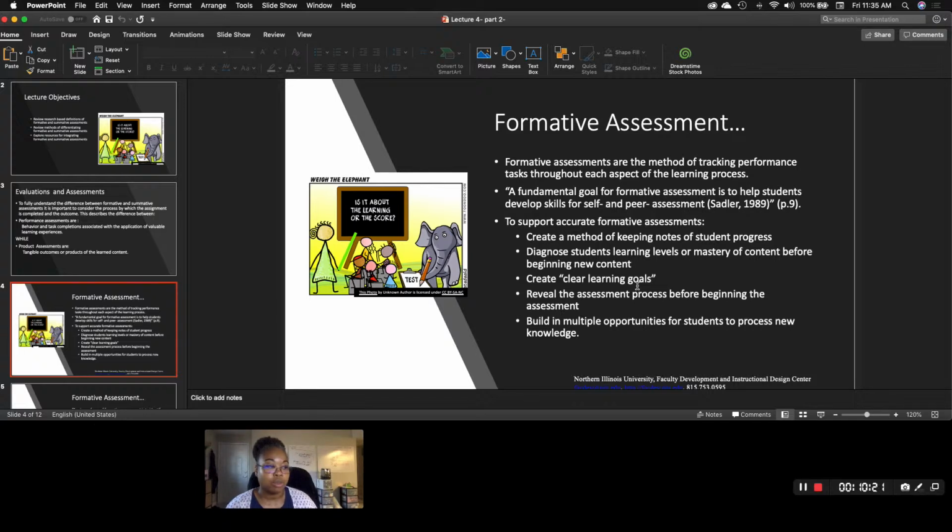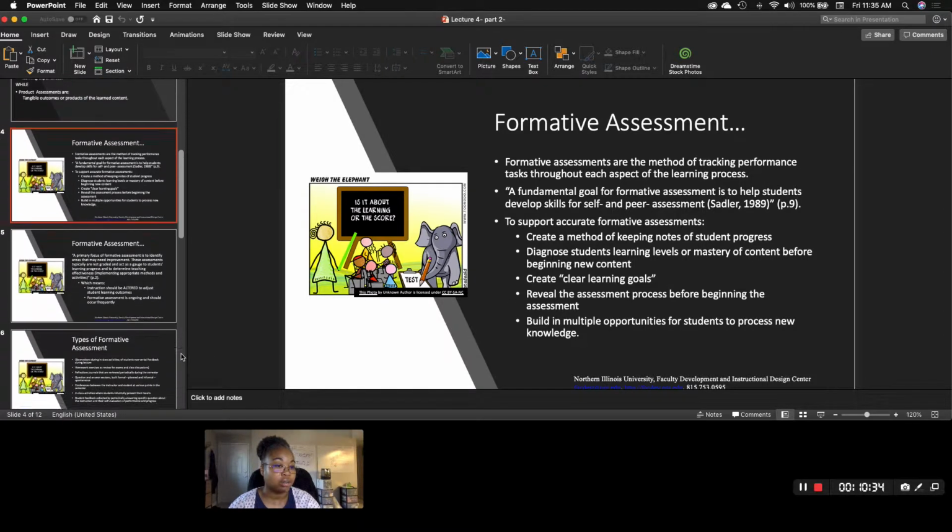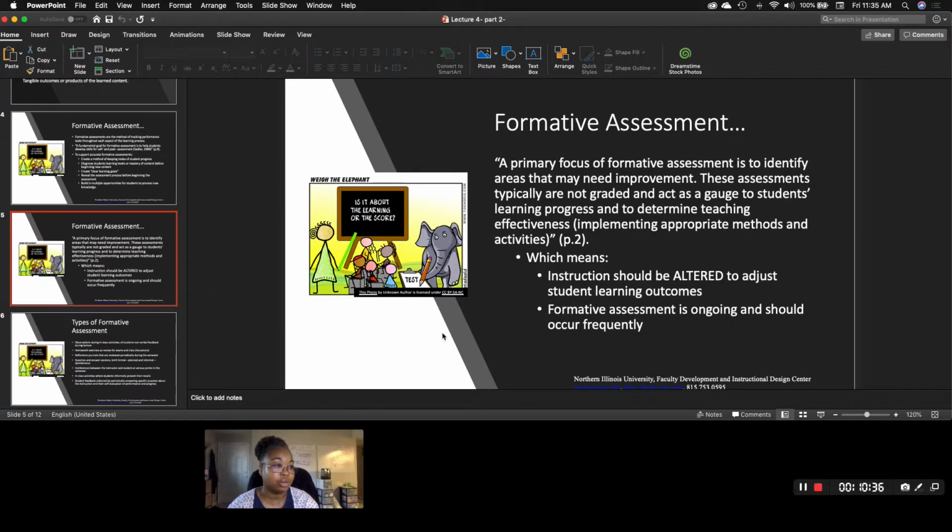Build in multiple opportunities for students to process new knowledge. So this is where the differentiation comes in. You have to meet the students where they are in order to get them where you want them to go. So it may require you to differentiate a lot of the processes to acquire new knowledge.